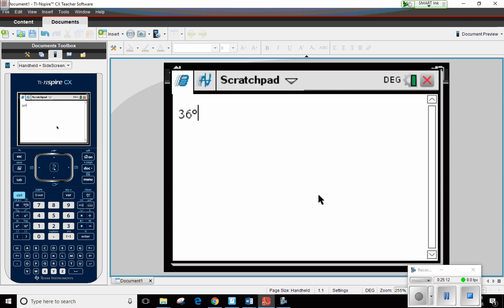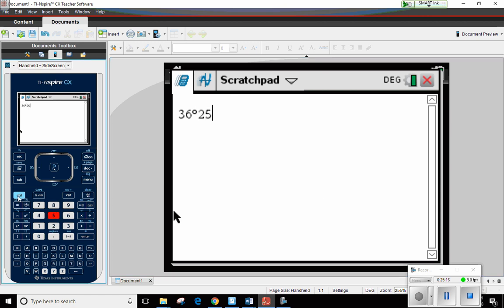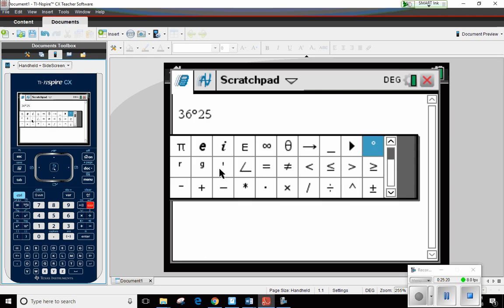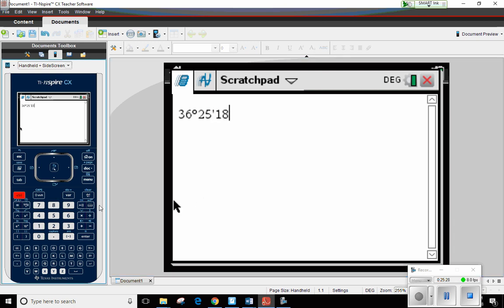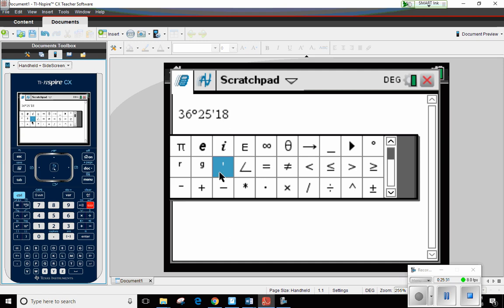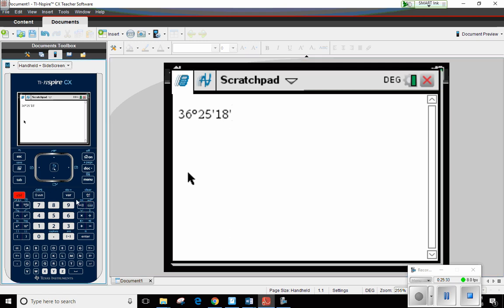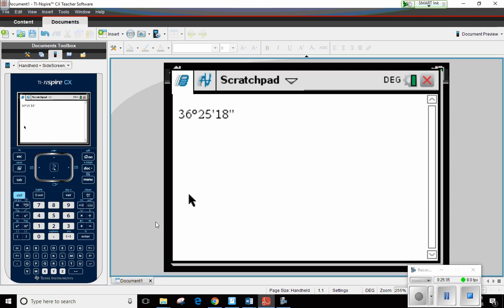So I type in 36 degrees. Then I believe it was 25. Now I'm going to go to the exact same place: Control, Catalog. And you'll notice right here in the second row, there's that tick mark for minutes. And then the last one is 18. And then we're just going to have to do this twice. So I'm going to click once and twice for the seconds. So this is exactly what's on my paper, right? 36 degrees, 25 minutes, 18 seconds.